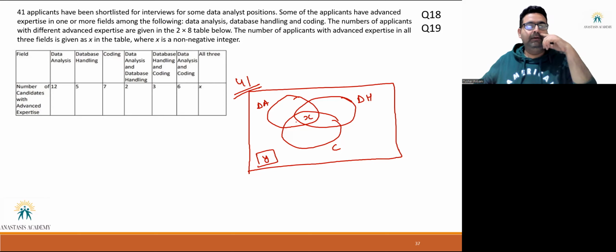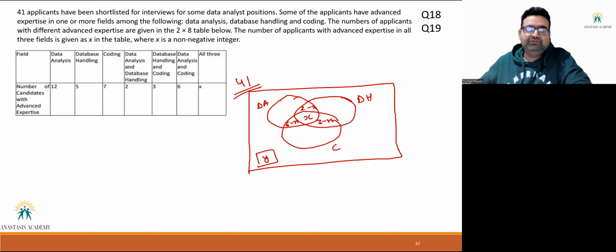Now, data analysis and data handling together is 2. So that means this value is 2 minus X, right? Similarly, data handling and coding here is 3. So this is 3 minus X because the total is 3 and X is already taken out. This is a very standard way of solving Venn diagrams in class, right? And this is 6 minus X.